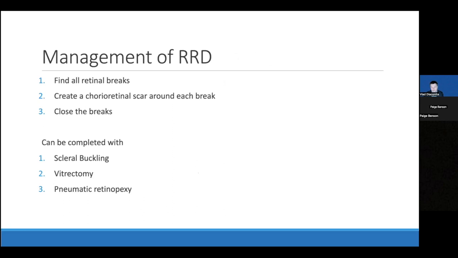And how to treat, well, there's a lot of ways to treat it, but really the point is you want to find the break, you want to fix the break, and then you want to fix the detachment. And there's three ways to do that. So either with a buckle surgery, scleral buckle, something called a vitrectomy, where we go in to remove the jelly that causes the problem. And then pneumatic is a kind of a newer-ish approach, newer-ish like 30 years, but still pretty new, approach where you don't go to surgery at all, you just do it in the clinic with a gas bubble and some laser. And that works fairly well in most cases also.